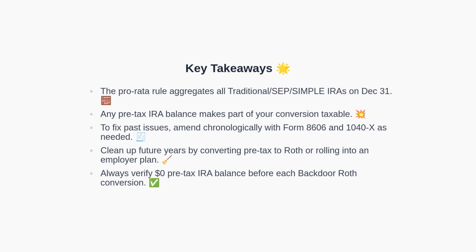The key points are: the Pro-Rata Rule aggregates all traditional, SEP, and SIMPLE IRAs as of December 31st. Any pre-tax IRA balance makes part of your conversion taxable. To fix past mistakes, amend chronologically and use Form 8606 and Form 1040X where taxes change. For future compliance, either convert the pre-tax funds to Roth or roll them into an employer plan to remove them from aggregation. Always verify a zero pre-tax IRA balance before each backdoor Roth conversion.